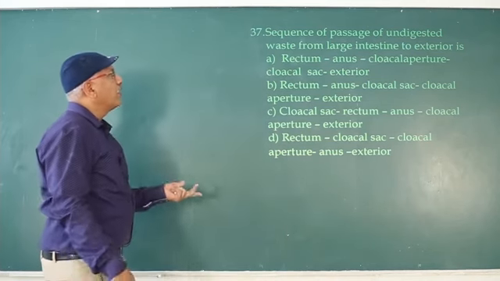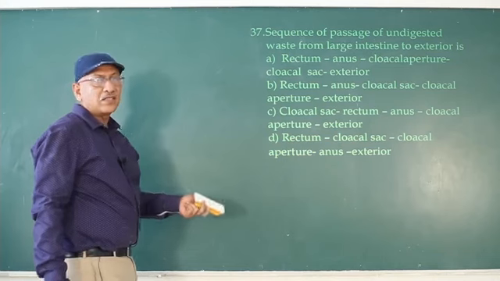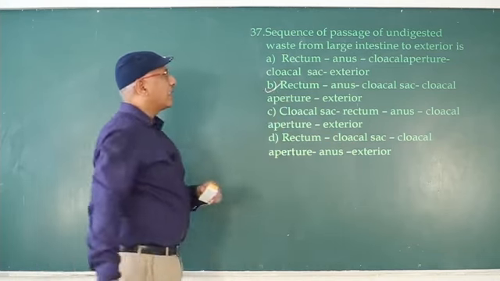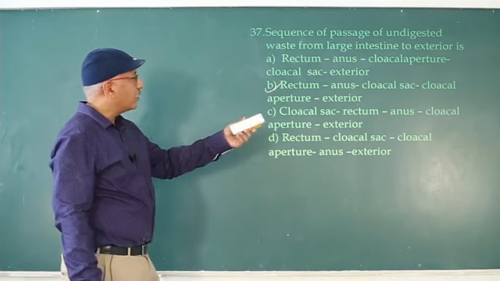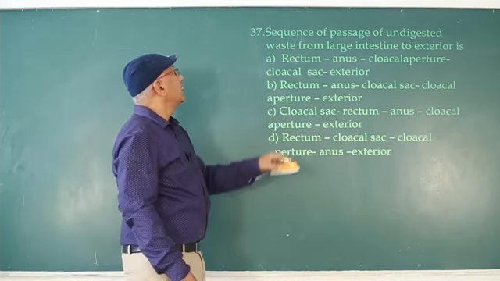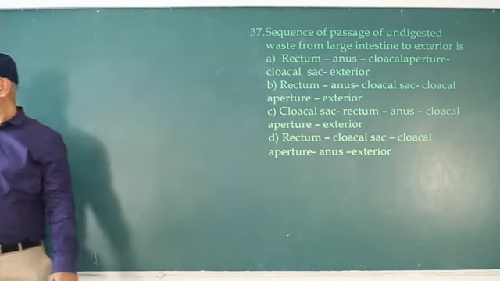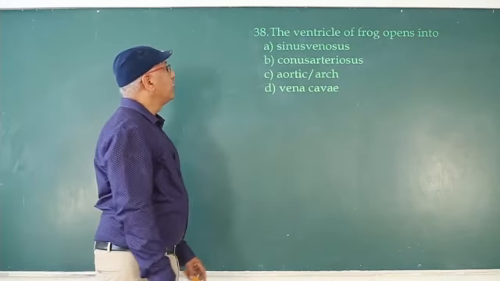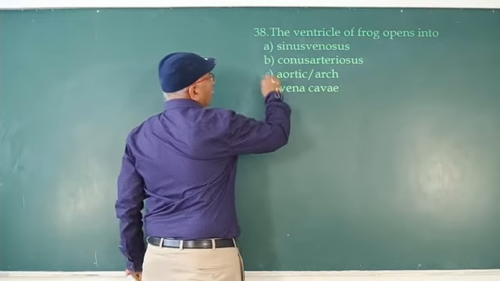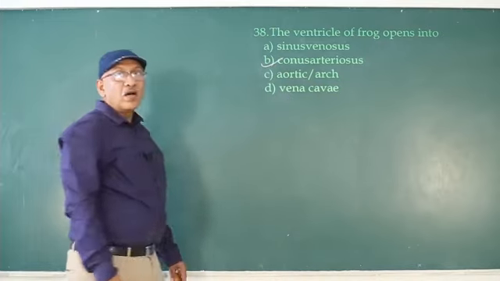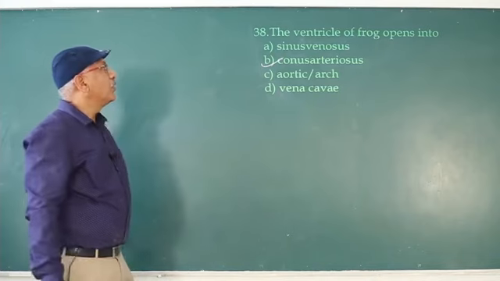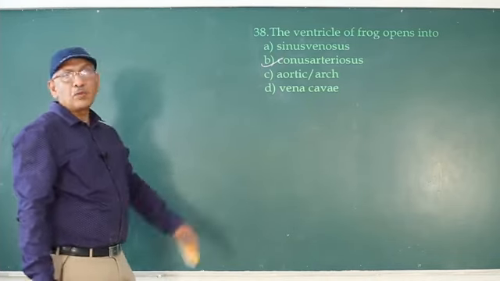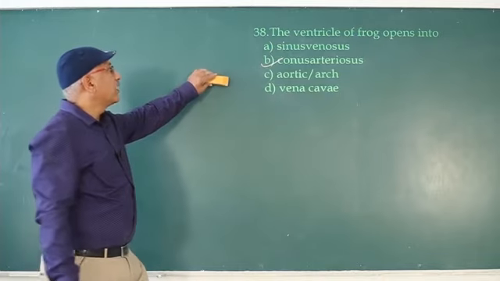Sequence of passage of undigested waste from large intestine to exterior is: rectum, anus, cloacal sac, cloacal aperture, exterior. The ventricle of frog opens into conus arteriosus. Ventricle of frog opens into conus arteriosus, and from conus arteriosus to exterior.